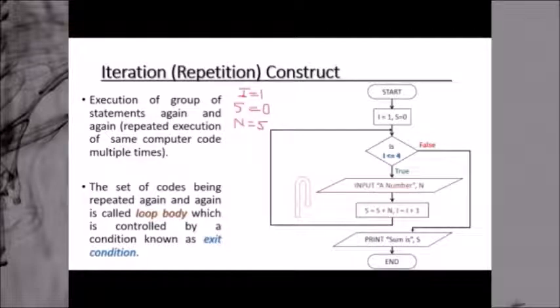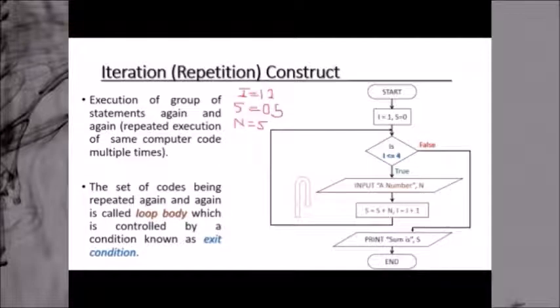So now it says s is equal to s plus n. The value of s is 0, you can see here, and the value of n is 5. So s is equal to s plus n, 0 plus 5 is 5, and I is equal to I plus 1, so I becomes 2. And then if you see the flow lines, you move here.